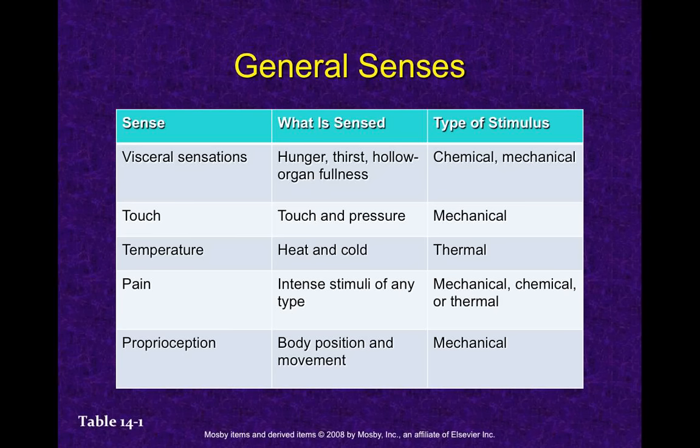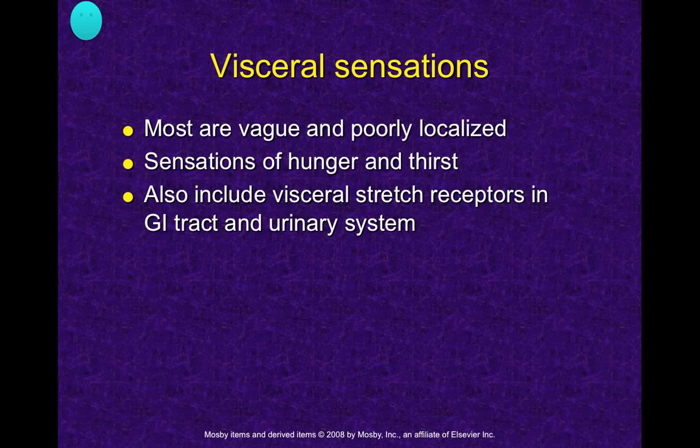So we have visceral sensations, and they sense hunger, thirst, hollow organ fullness, so thinking about the stomach, the intestines, and when those need to be either filled or emptied. And it uses the chemical and mechanical type of stimulus. Touch identifies touch and pressure, which are different, and it's mechanical. Temperature senses hot and cold, using thermal stimulus. Pain is an intense stimulus of any type, and it's mechanical, chemical, or thermal. Proprioception is body position and movement, and that's mechanical as well.